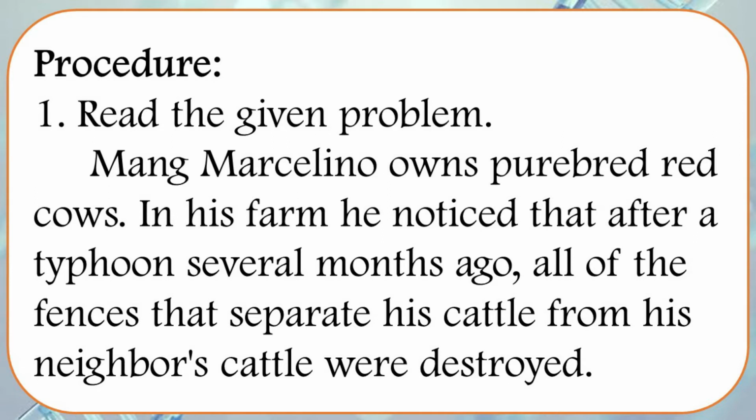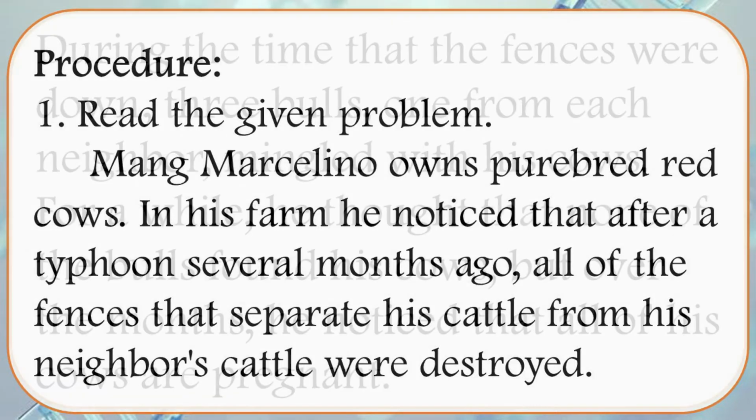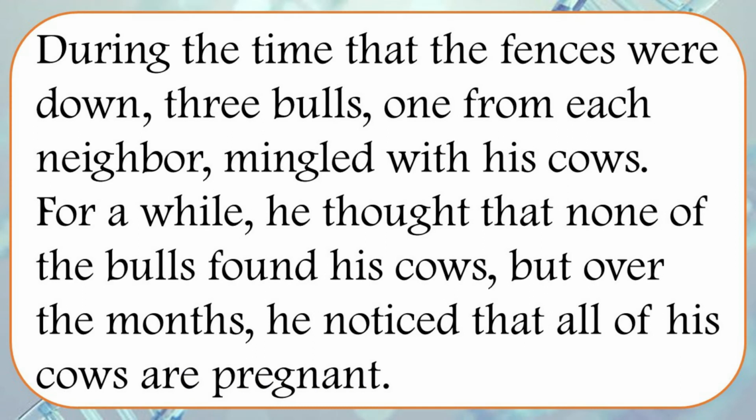Mang Marcelino owns purebred red cows. In his farm, he noticed that after a typhoon several months ago, all of the fences that separate his cattle from his neighbor's cattle were destroyed. During the time that the fences were down, 3 bulls, one from each neighbor, mingled with his cows. For a while, he thought that none of the bulls found his cows. But over the months, he noticed that all of his cows are pregnant.